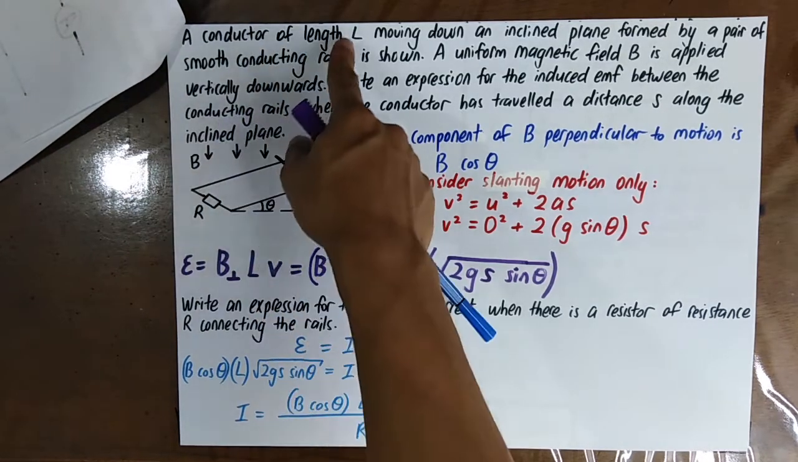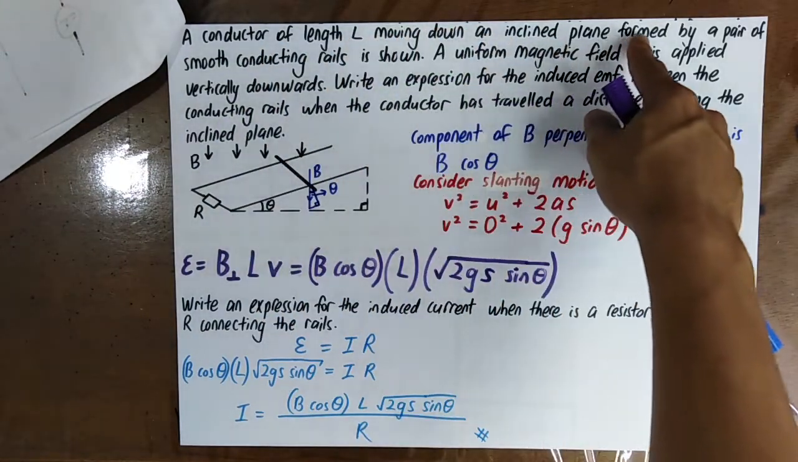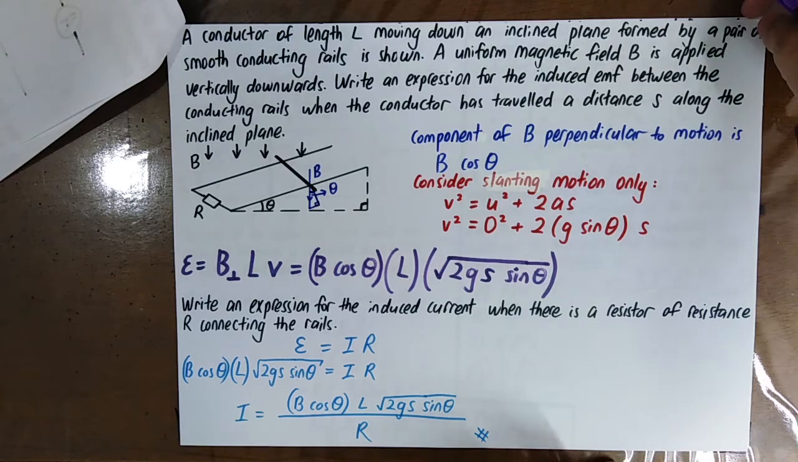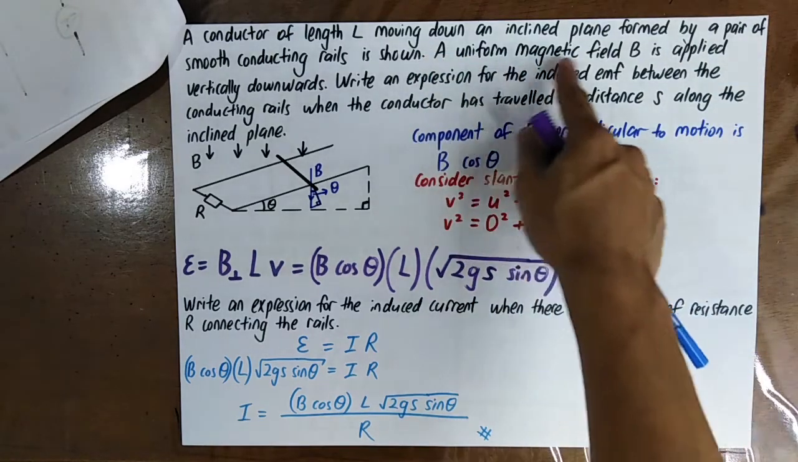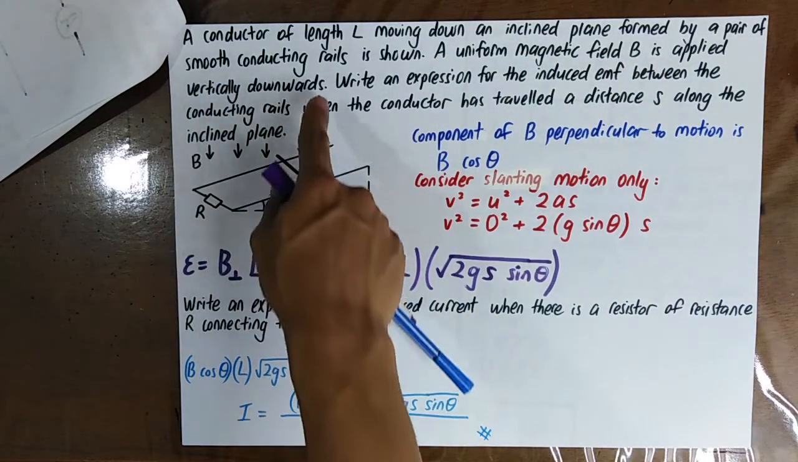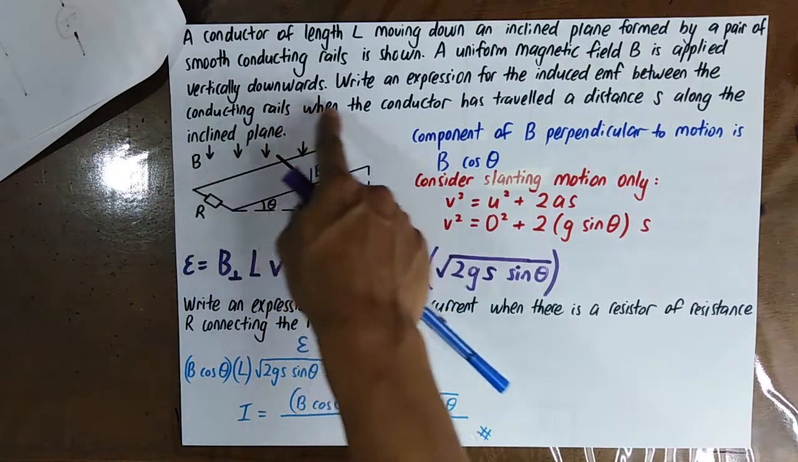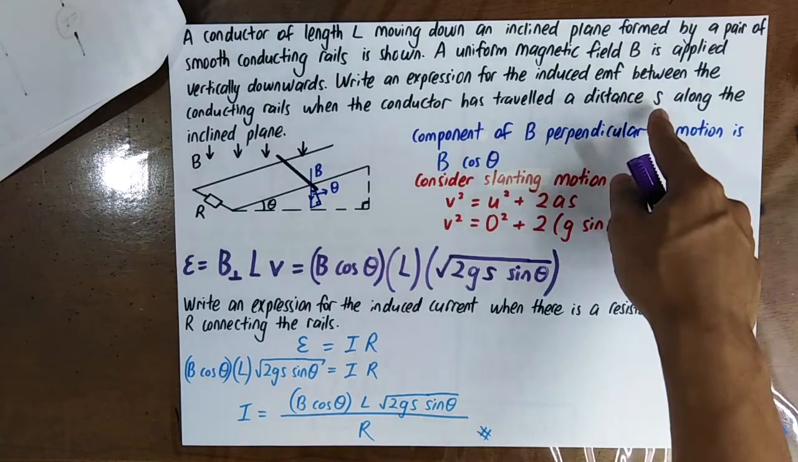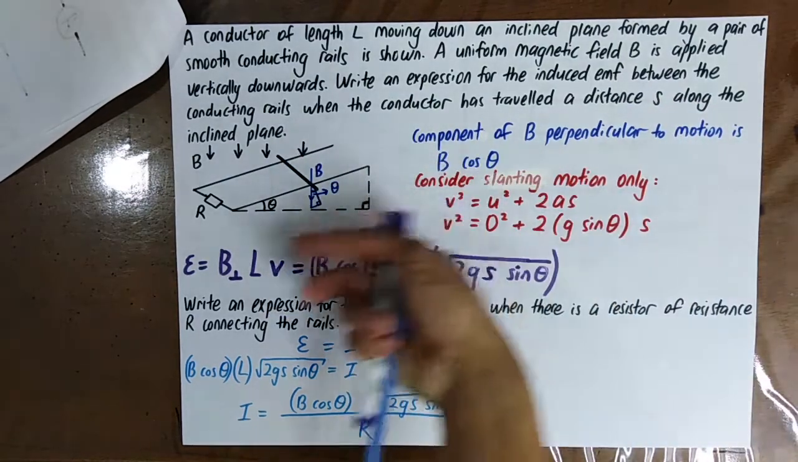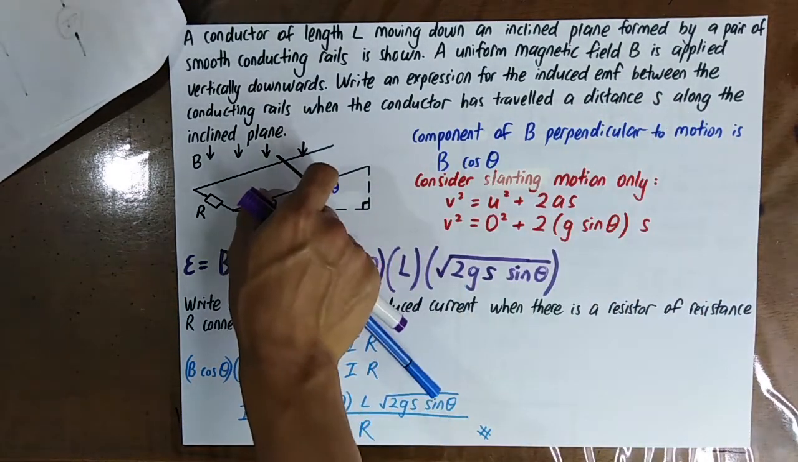A conductor of length L moving down an inclined plane formed by a pair of smooth conducting rails is shown. A uniform magnetic field B is applied vertically downwards. Write an expression for the induced EMF between the conducting rails when the conductor has traveled a certain distance s along the inclined plane. So the distance is along the inclined plane.